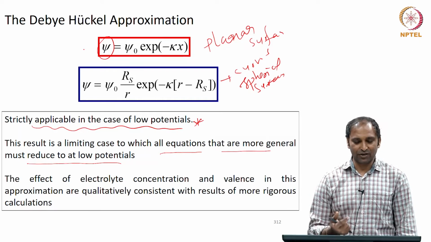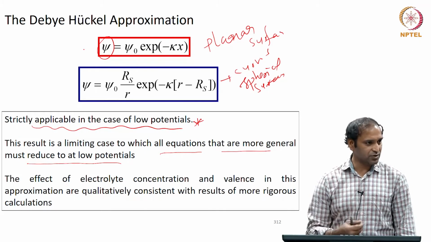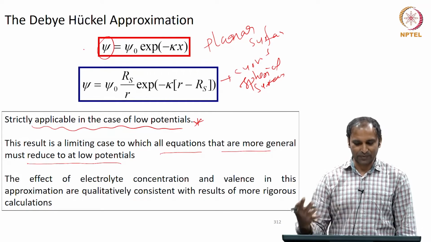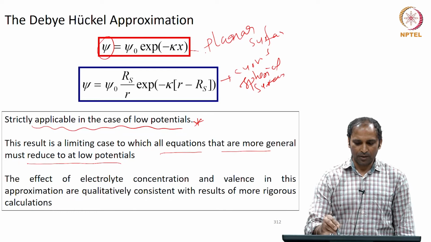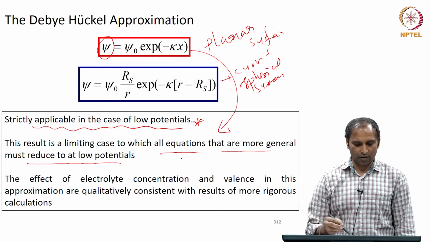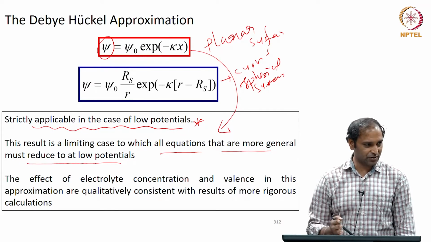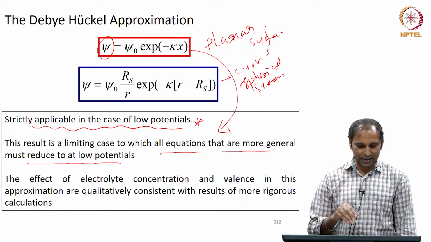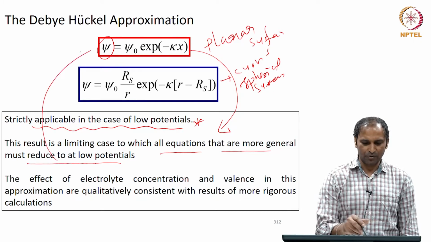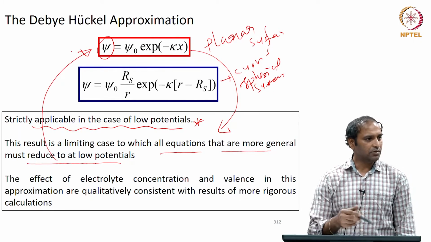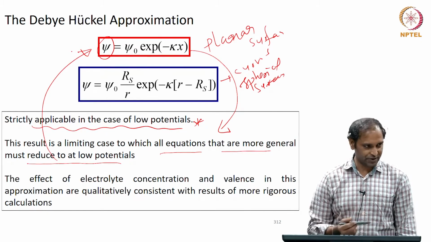or cases where I have variation in the x, y and z directions. If you have a very general expression like that, and I take that expression and apply the condition that there is a low potential, then all these equations that you developed should basically give rise to these limiting equations.